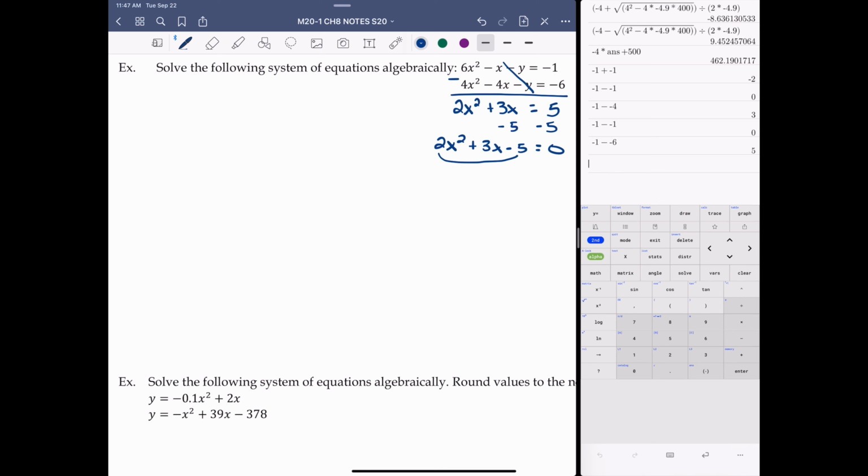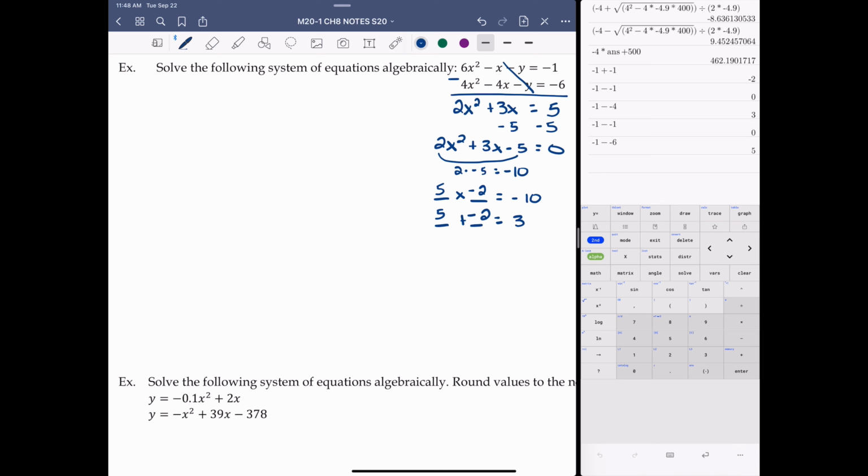2 times -5 is -10. We need two numbers that are going to multiply to -10, and they're going to add to our middle value, which is 3. Because the two numbers multiply to a negative, they have to be one positive and one negative. Because they add to a positive, the positive number would have to be the larger number. So numbers that multiply to 10: 1 and 10, 2 and 5. If we make the 5 positive and the 2 negative, they're going to add to 3 and multiply to -10.